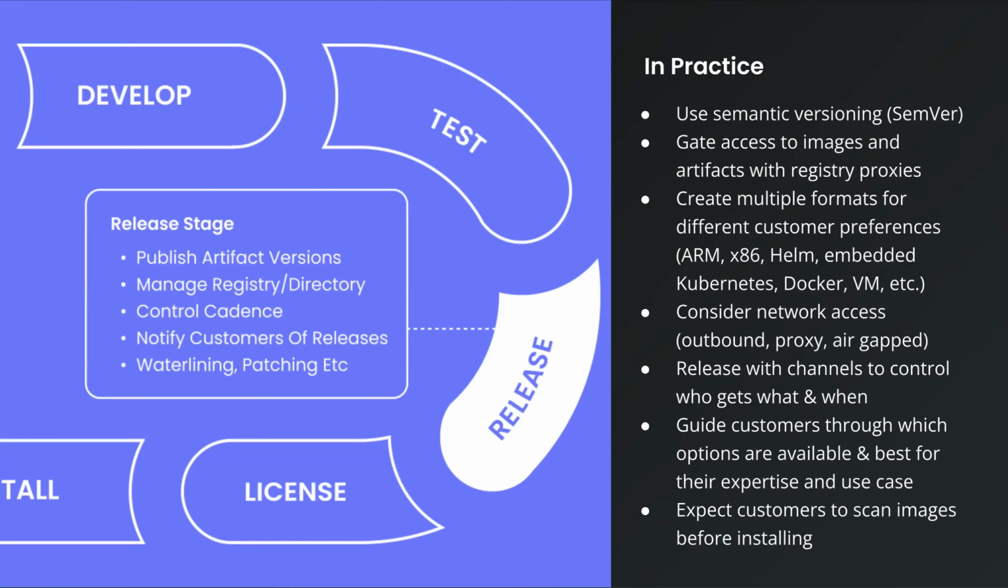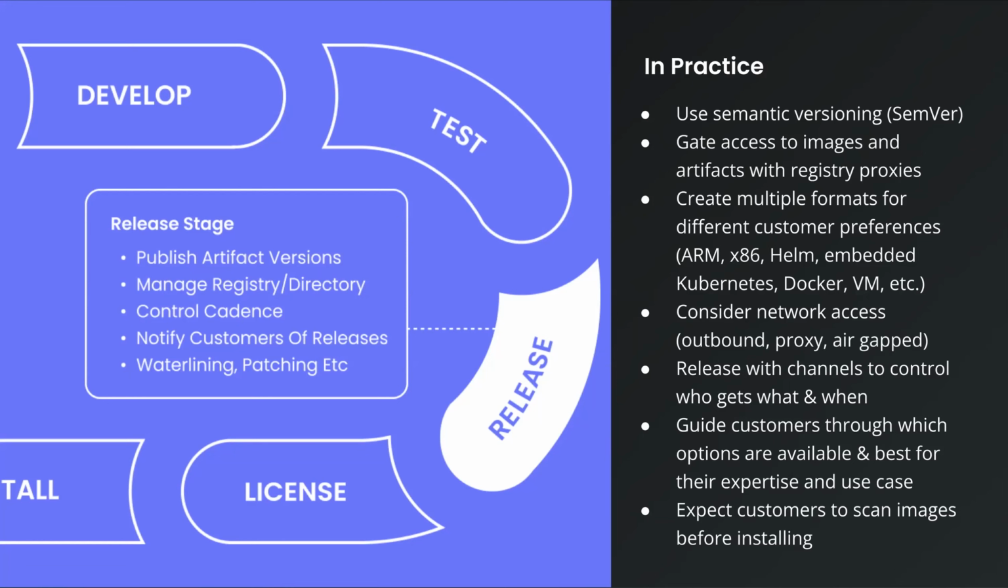Gating access to images and artifacts with registry proxies. Most applications have private container images, and you have two approaches here. You can replicate it as a proxy registry that is tied to the license. The other option is to generate one-off credentials and manage those. They're both fine, but we think the registry proxy is easier to do because you're not maintaining and distributing separate credentials, and also having to remember to remove access when the license is expired or revoked.